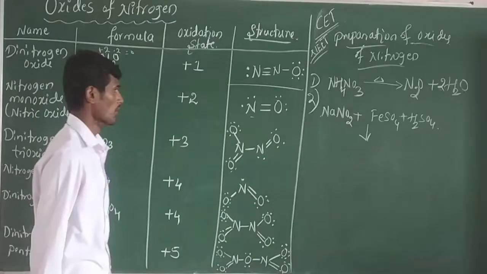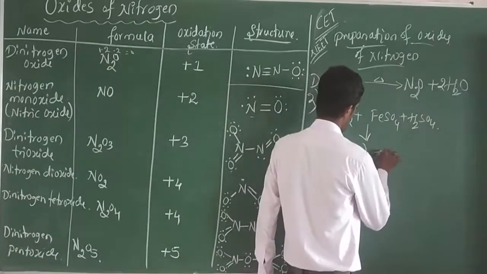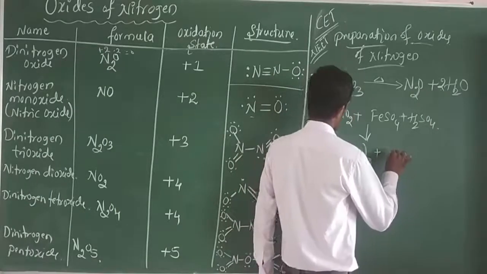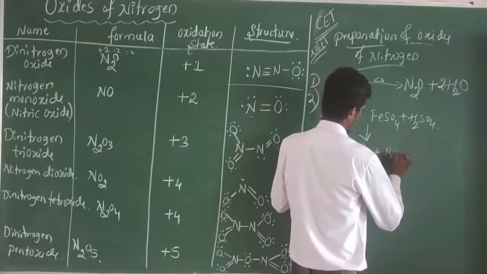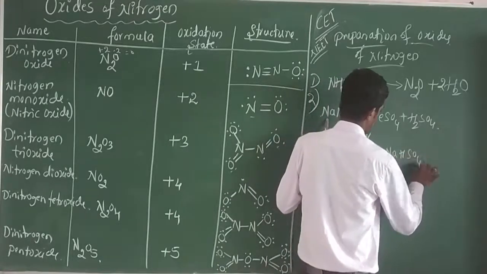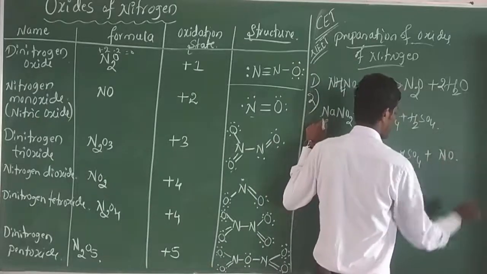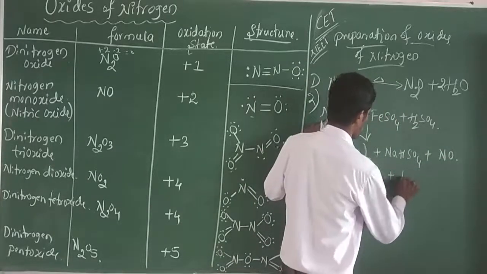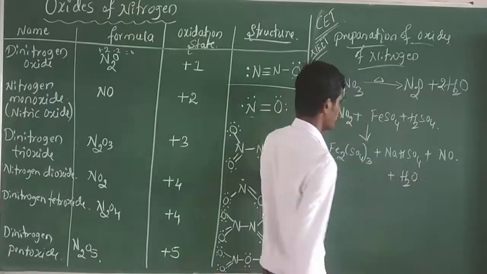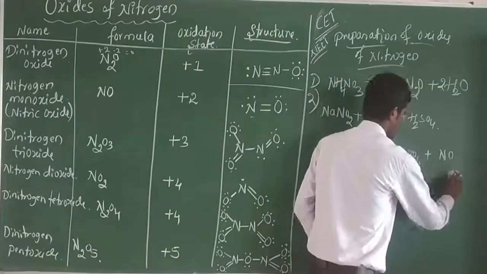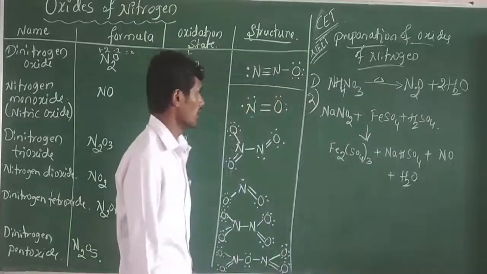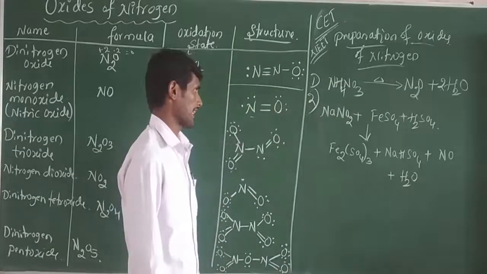It is Fe2(SO4)3 plus NaHSO4 plus NO, this is our product, plus H2O. Yes, these are the products formed in this particular reaction.